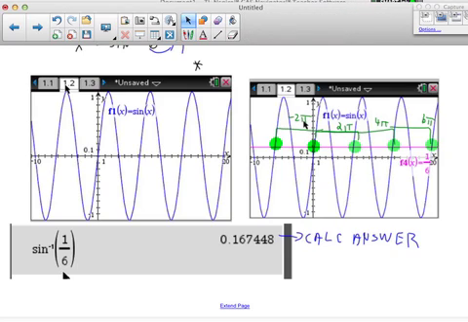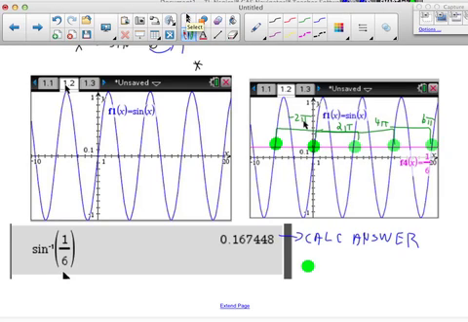So the way we'll find those green dots is actually by a formula. And our formula here is the same as it was for inverse cosine. We'll take the calculator answer plus 2 pi n. Now, our formula answer for this spot in this case would be 0.1674 plus 2 pi n.